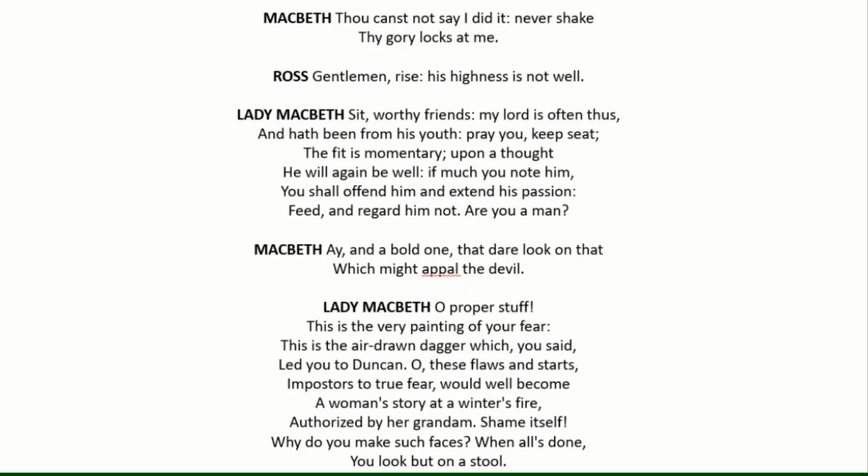Macbeth, speaking to Banquo's ghost here, says, you can't say I did it. Stop shaking your head at me. And Ross believes that Macbeth is ill.